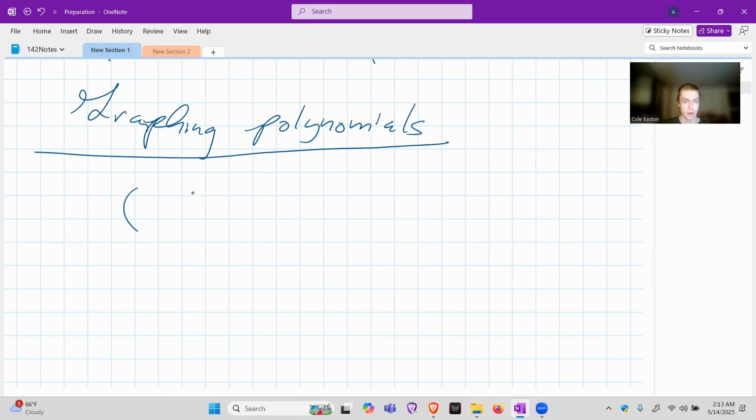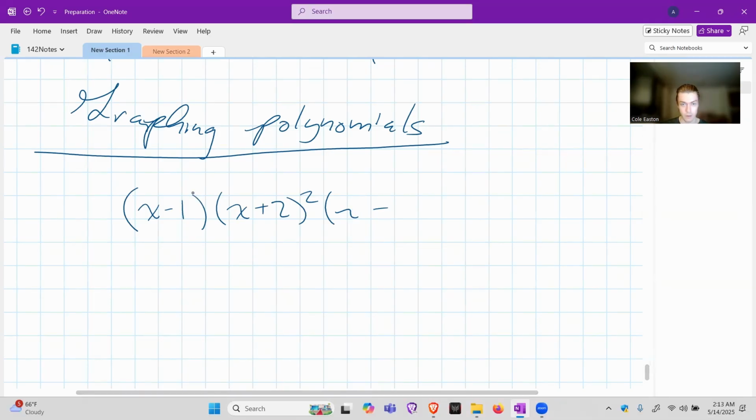So let's say we're given something like this: x minus 1, times (x plus 2) squared, and let's do something like this. No, I want that to be squared. (x squared plus 1). Okay, so we're given this polynomial, and we want to graph it.